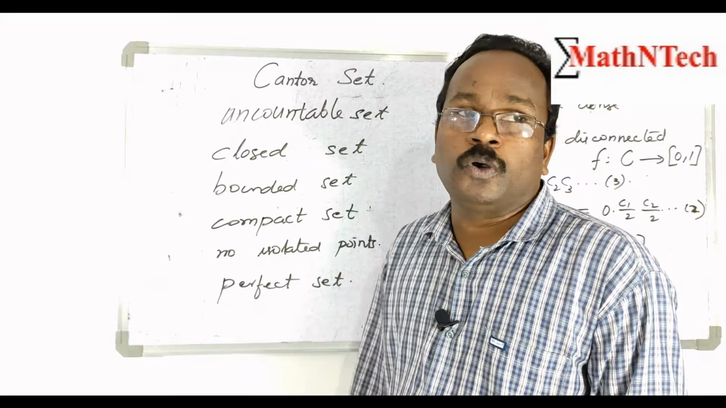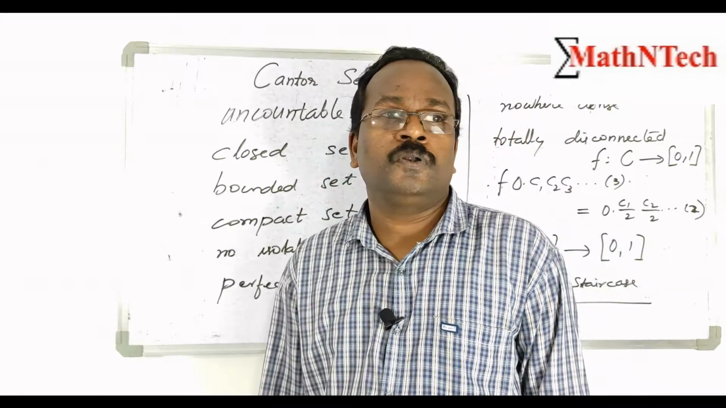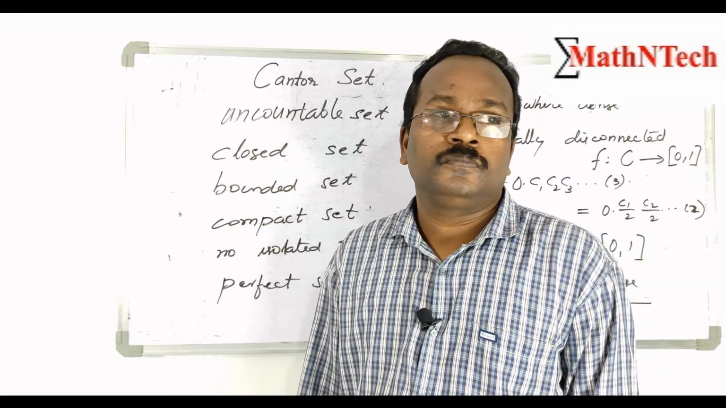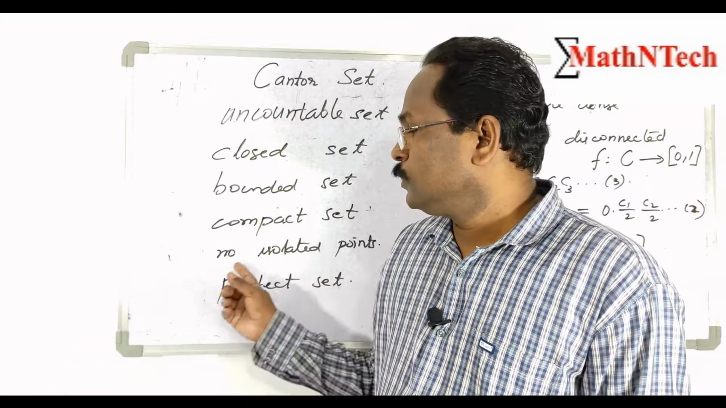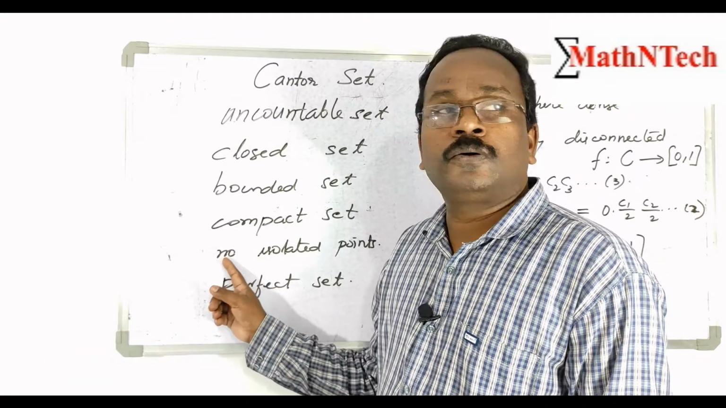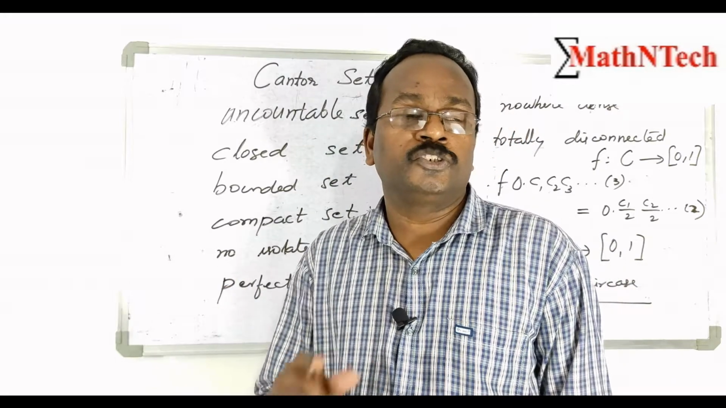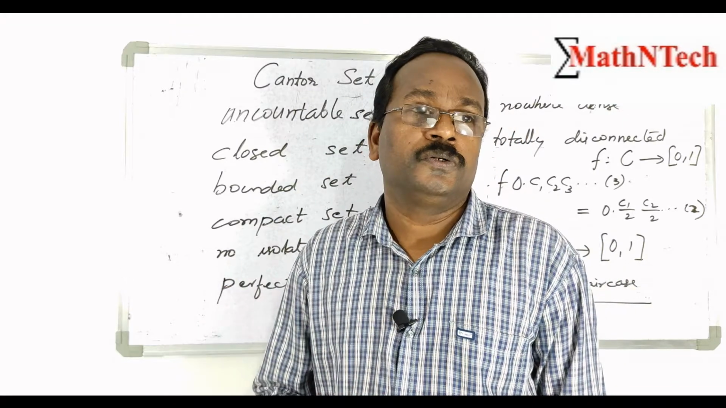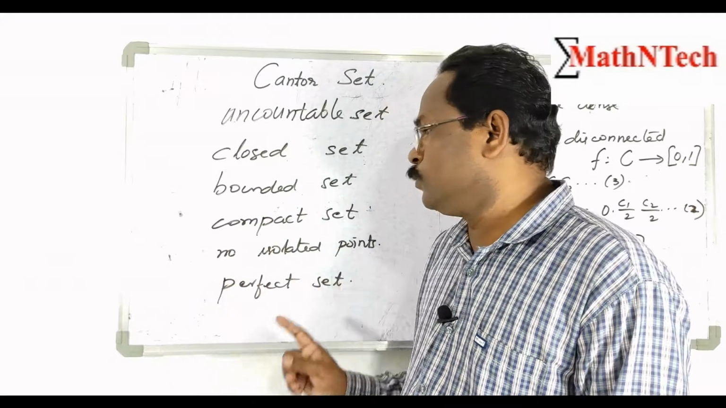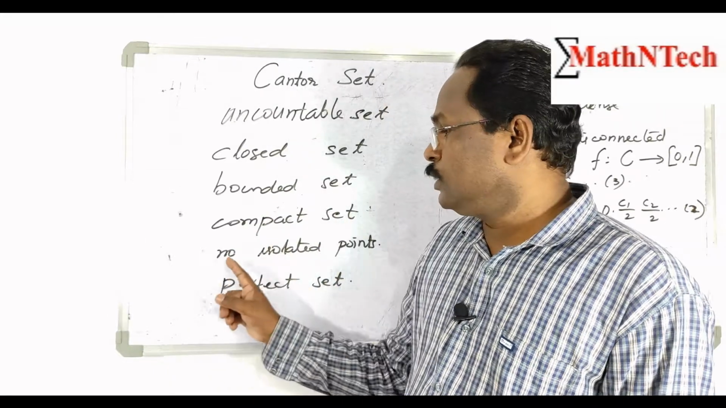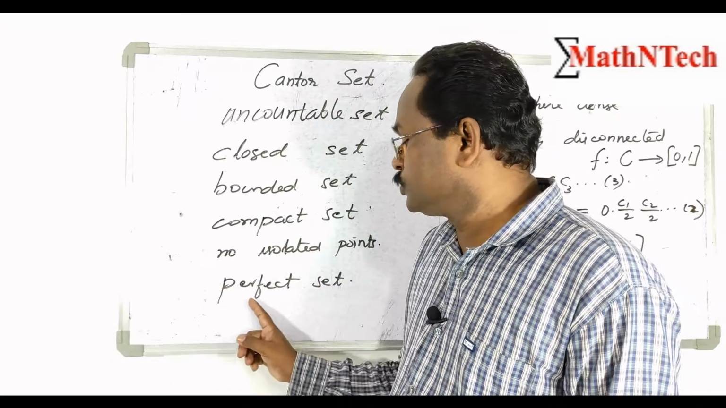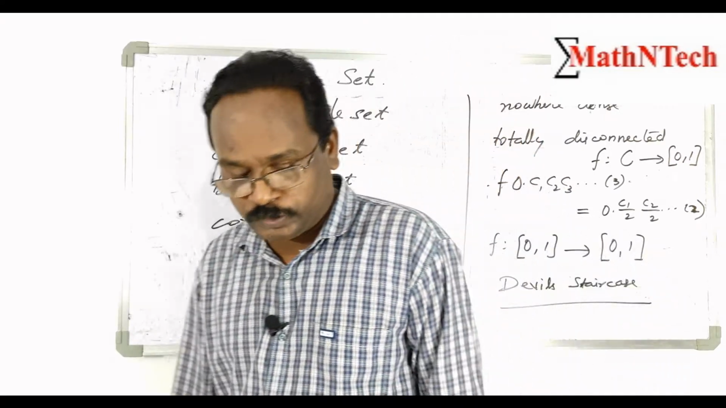No isolated points. What about isolated points? Take any point on the Cantor set, its neighborhood contains another point. That is, all the points are limit points. So it has no isolated points. Compact set and no isolated points means it is a perfect set.